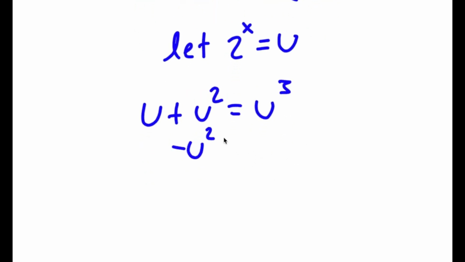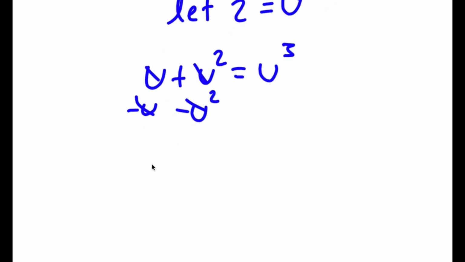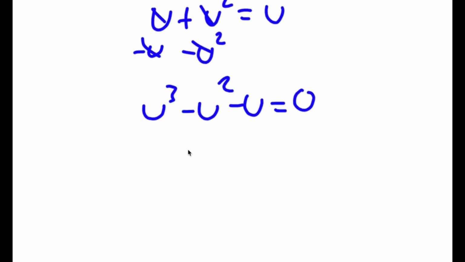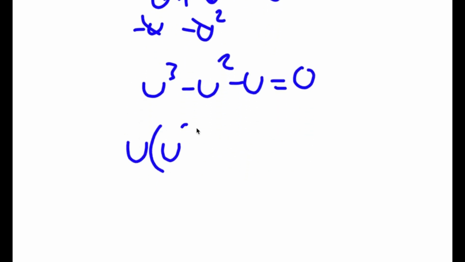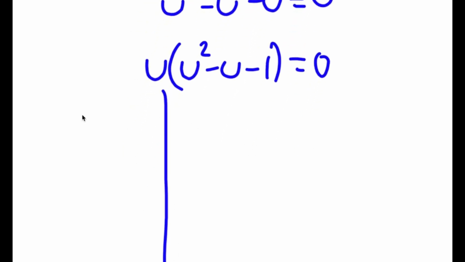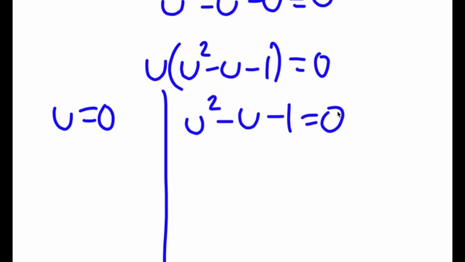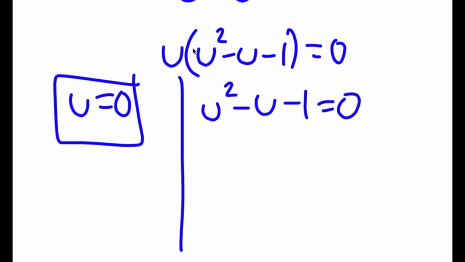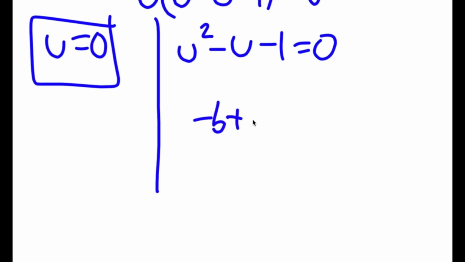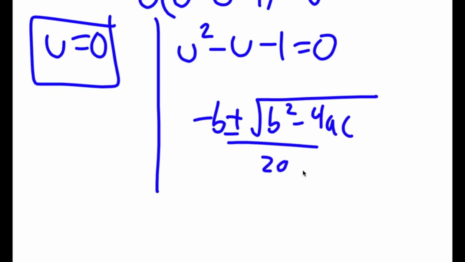And now if I subtract u squared and u on both sides, I get u to the power of 3 minus u squared minus u is equal to 0. Now I'm going to factor out u, so I get u times u squared minus u minus 1 is equal to 0. And this gives me two equations. I get u is equal to 0, and I get u squared minus u minus 1 is equal to 0. So as you see, we already have one solution for u. So now to solve this, I'm going to use the quadratic formula, negative b plus or minus the square root of b squared minus 4ac all over 2a.